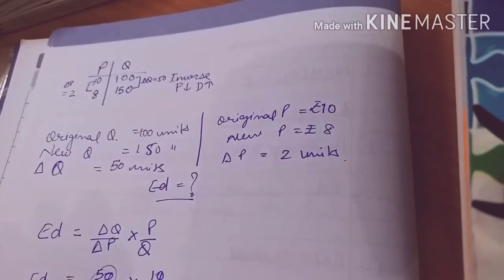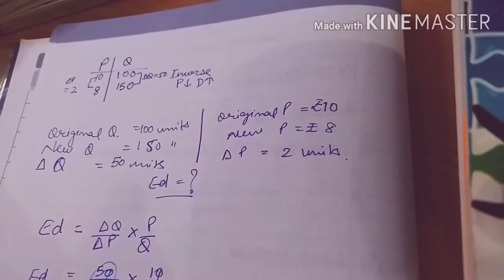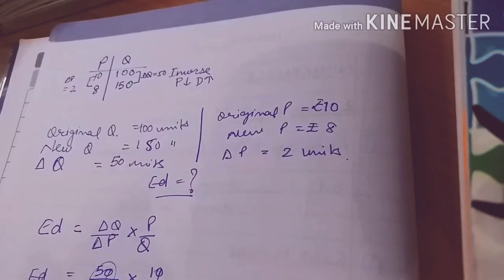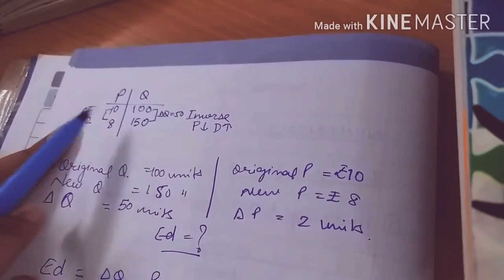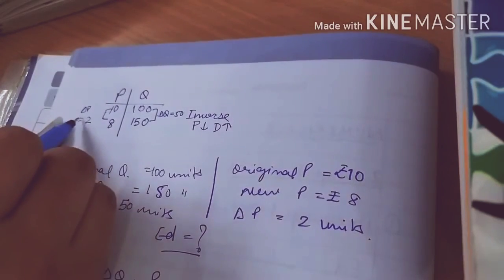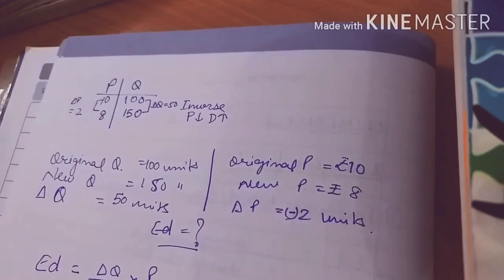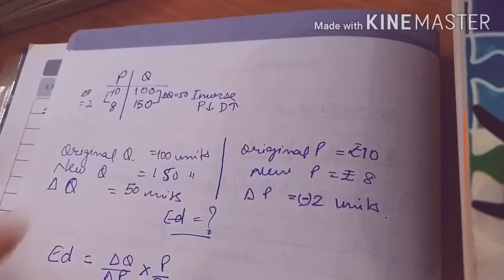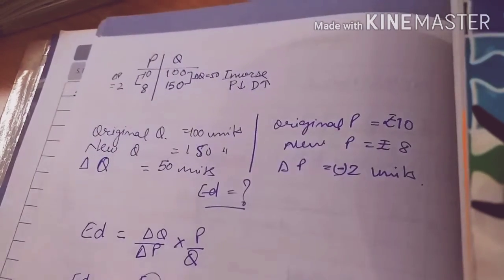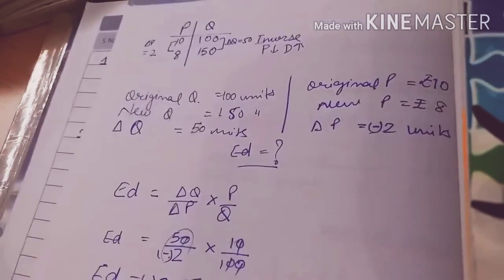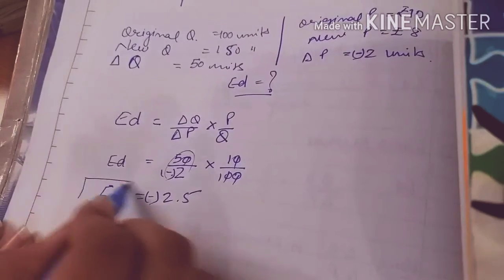So let's check our answer. It is 2.5. And here you have to put a minus sign as well, because 10 to 8 is 2, so the price is decreasing. There will be a negative sign over here in a bracket, because the negative sign suggests the inverse relationship between price and quantity demanded. So we will put a small negative sign over here. While calculating, you may omit the minus sign, and the elasticity is minus 2.5.